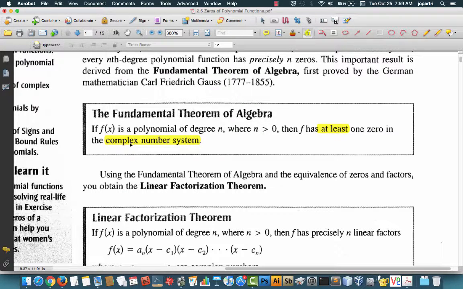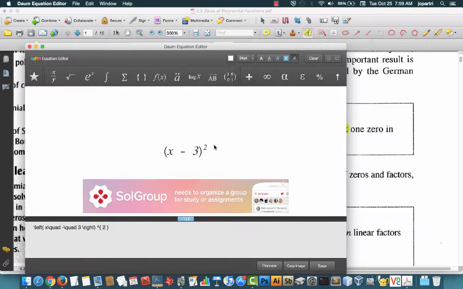Now, in the past, I've had students that are a little bit confused by this theorem, and here's the reason why. When they read this theorem, they think that it means that every function is going to have a complex number that's a zero of the function. But that's not necessarily true. That's not what it's saying.